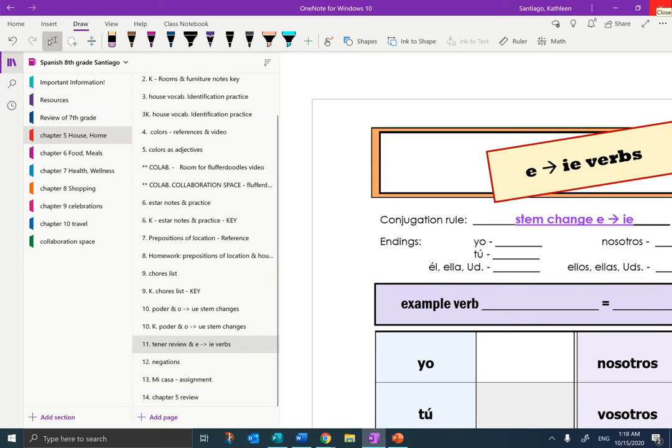Hi guys, it's Mrs. Santiago here, and I wanted to take a minute to help you complete the chart for the E to IE stem changing verbs. So first, let's take a look.